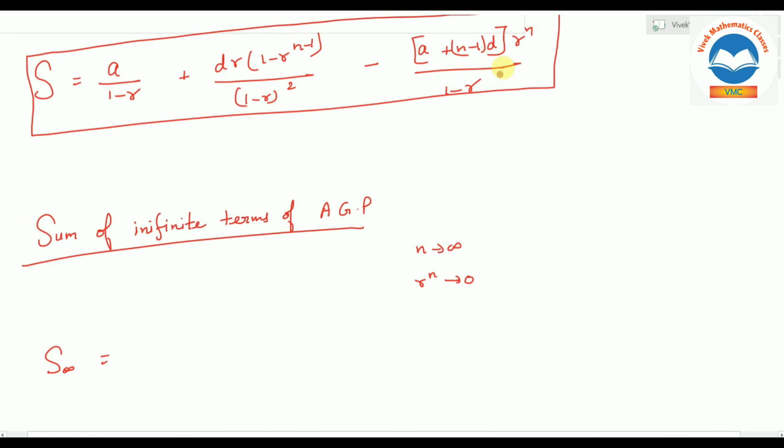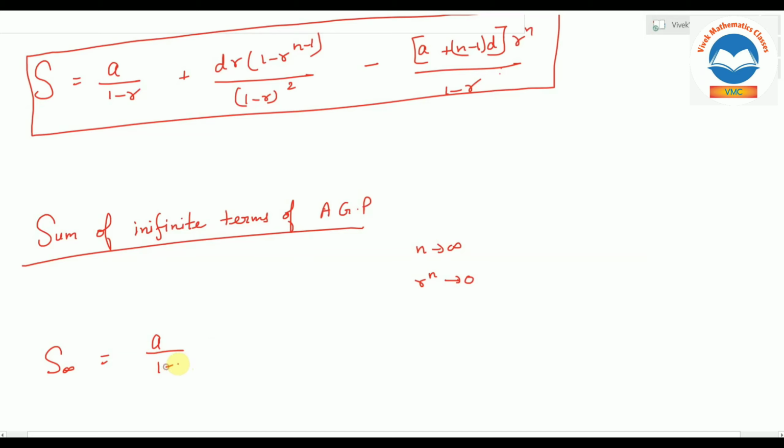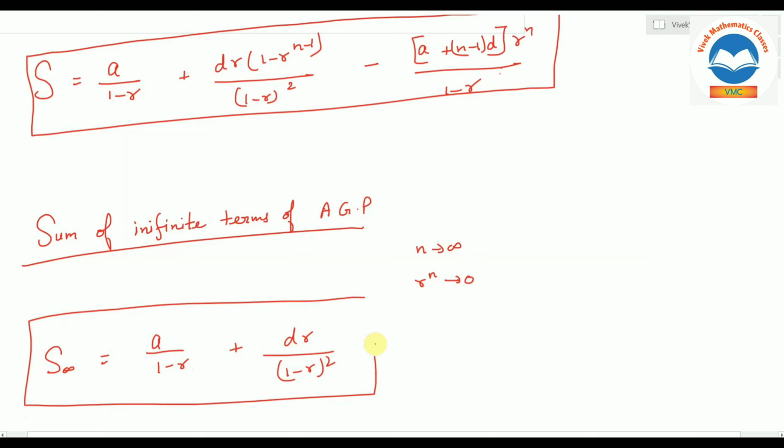So what you will get? Because r to the power n will be 0, the last term will become 0, and here r to the power n minus 1 will become 0. So S infinity equals a divided by 1 minus r plus dr divided by 1 minus r the whole square. This will be the formula for infinite terms of AGP. This one we can remember if you want, otherwise you will get it from that only. Okay, so this will be the sum of infinite terms of AGP.